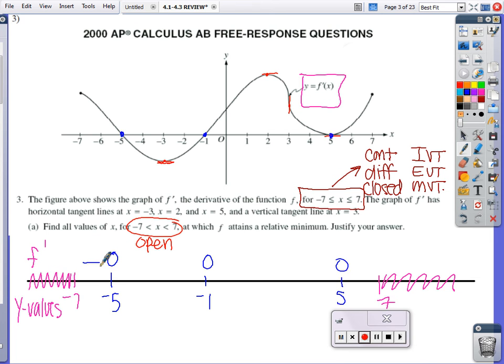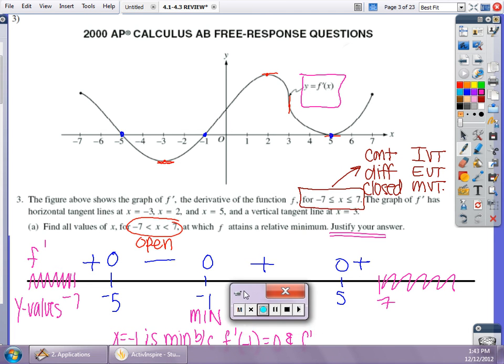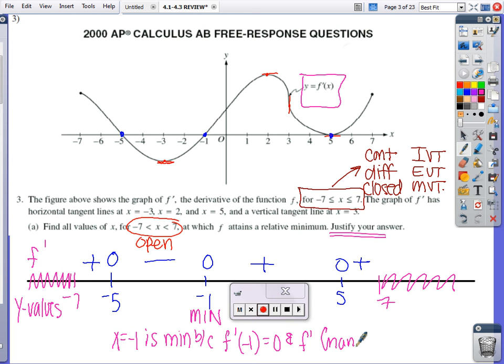Those y values are 0. The y values before are positive. The y values in between are negative. They're positive, and now at the end they're positive again. Now I'm going to look for a minimum. So my minimum has happened when my sign chart changes from negative to positive. So this must be the minimum. How do I know that? X equal to -1, so this is my justifying. X equals -1 is a min because f prime of -1 equals 0 and f prime changes from negative to positive.